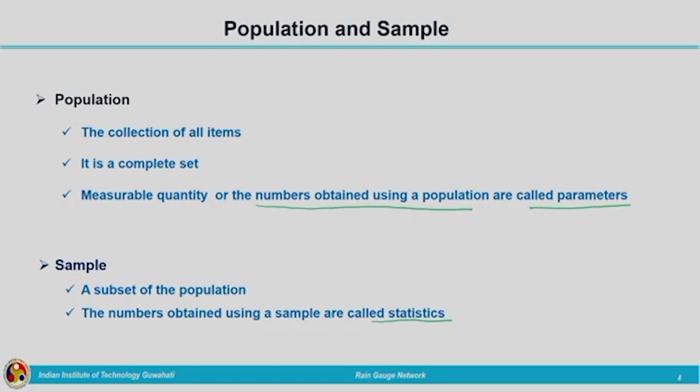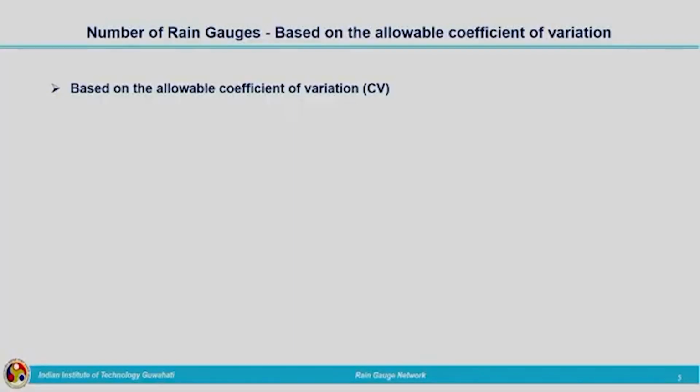So, why am I talking about population and sample here? This coefficient of variation, that is, the first method of getting the optimal number of rain gauges, deals with the sample. We are not dealing with the population. We will come to it. The first method for attaining the optimal number of rain gauges is based on the allowable coefficient of variation. What is meant by coefficient of variation?